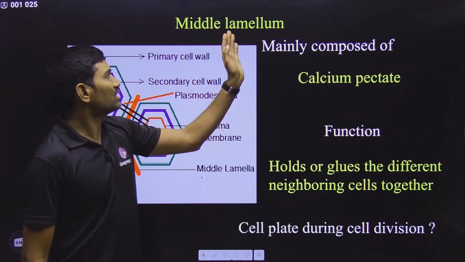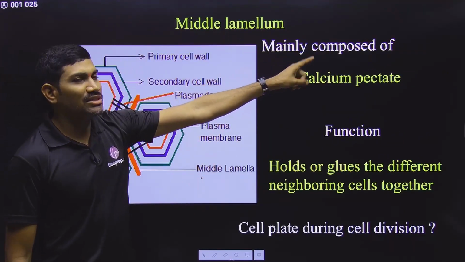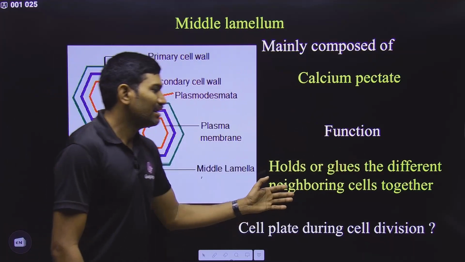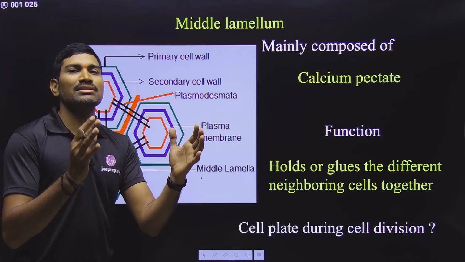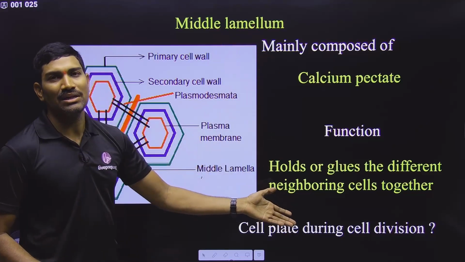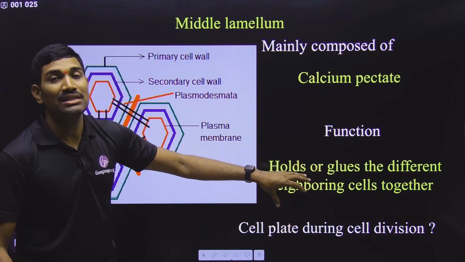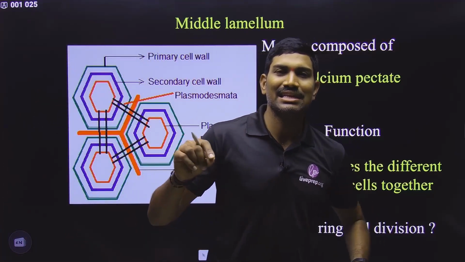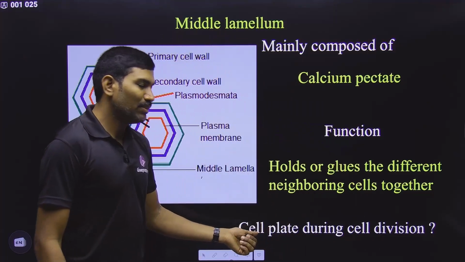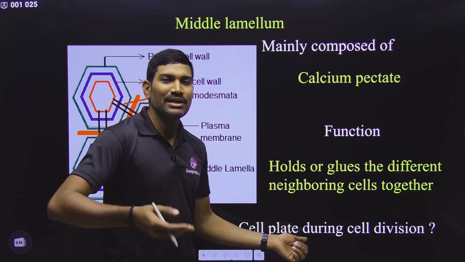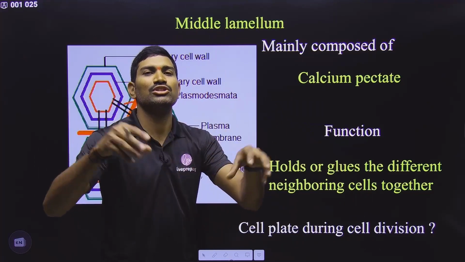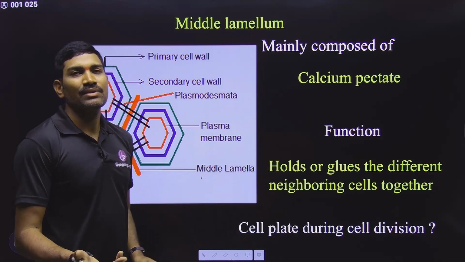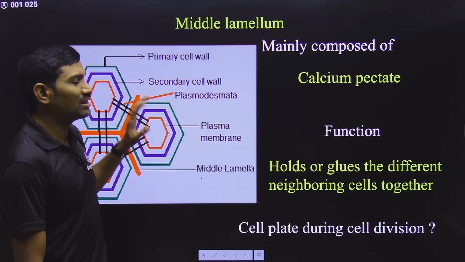Now let us go into more details. The middle lamellum is mainly composed of calcium pectate, and its function is that it holds or glues neighboring cells together, because two adjacent plant cells are connected by the middle lamella. Another point they have mentioned in the cell cycle and cell division chapter is that in the plant cell, during cytokinesis, a cell plate is formed at the center. This cell plate will slowly mature due to deposition of some components, and finally this cell plate will be converted into the middle lamella.